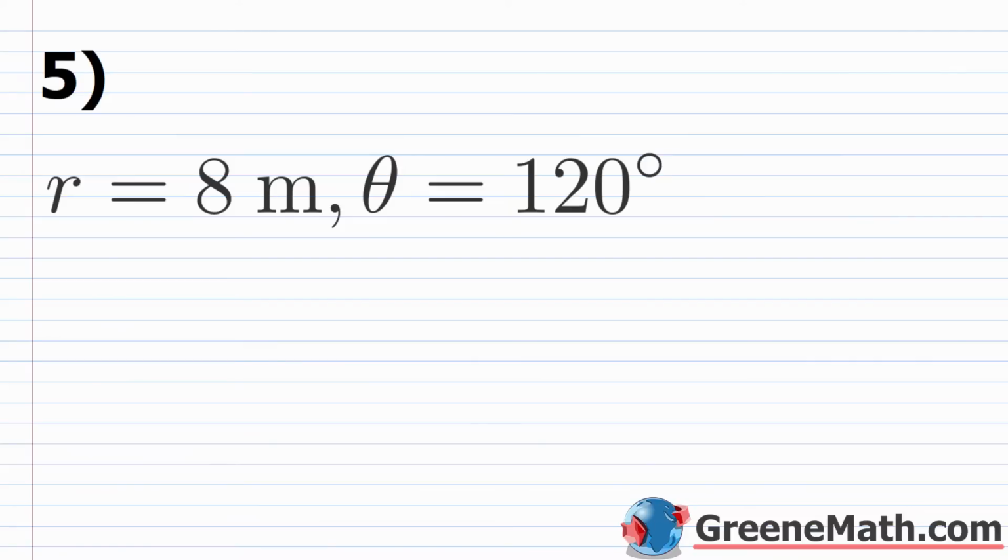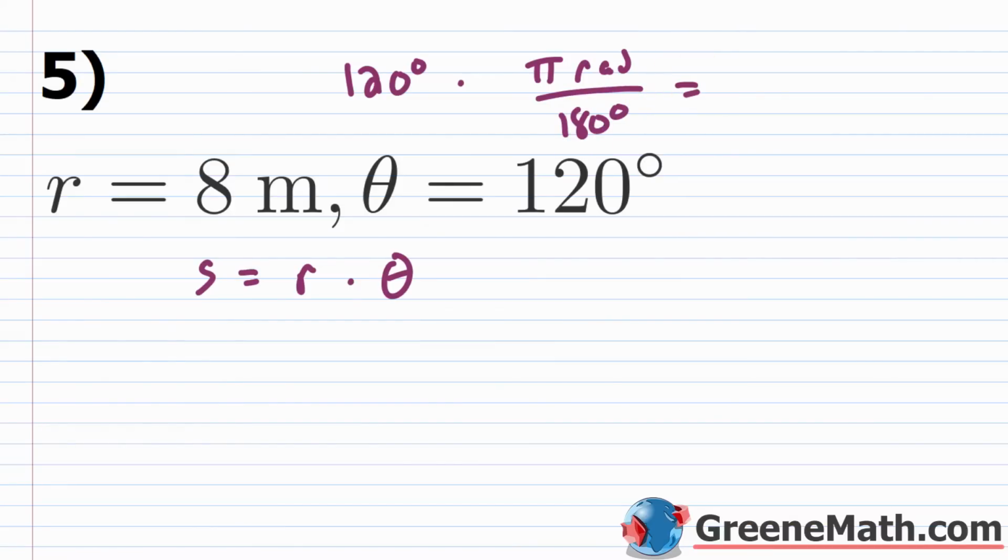Okay, let's take a look at problem number 5. So here we have the radius is 8 meters and theta is 120 degrees. So I'll just do it both ways so we get some practice. So S is equal to R times theta. Again, if theta is given in radians, so 120 degrees times, again, I'm going to go pi radians over your 180 degrees. So what is this going to give me?